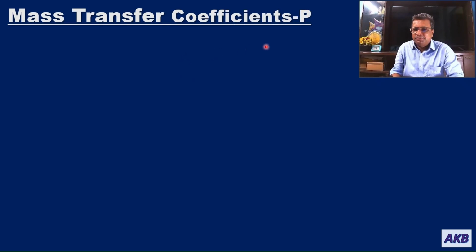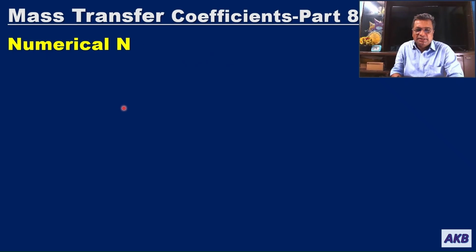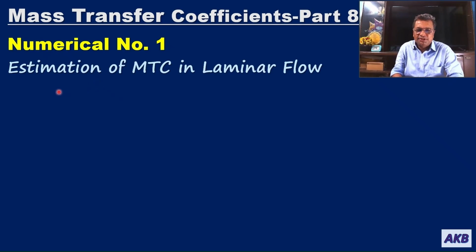This is the 8th part of my discussion on mass transfer coefficients, and today I will be discussing a numerical example. I'm calling it numerical number 1, and it is based on the estimation of mass transfer coefficient in laminar flow. It is based on the discussion that I did in part number 7.